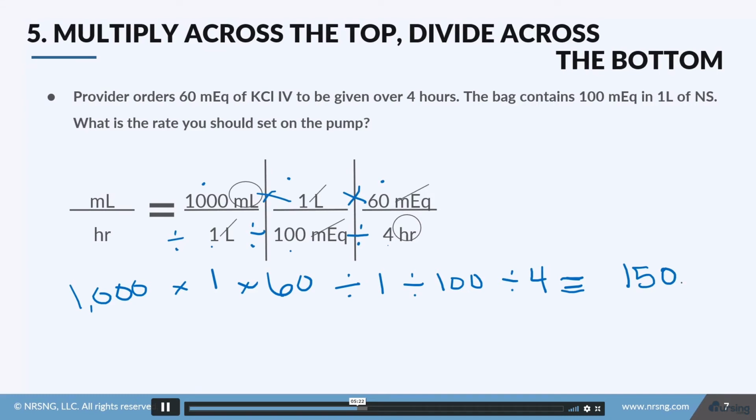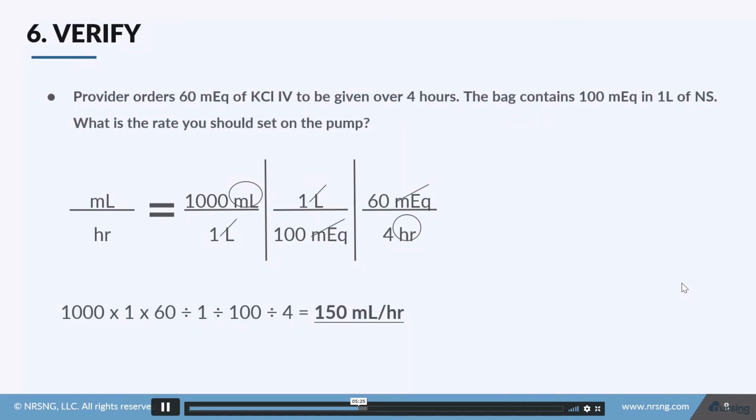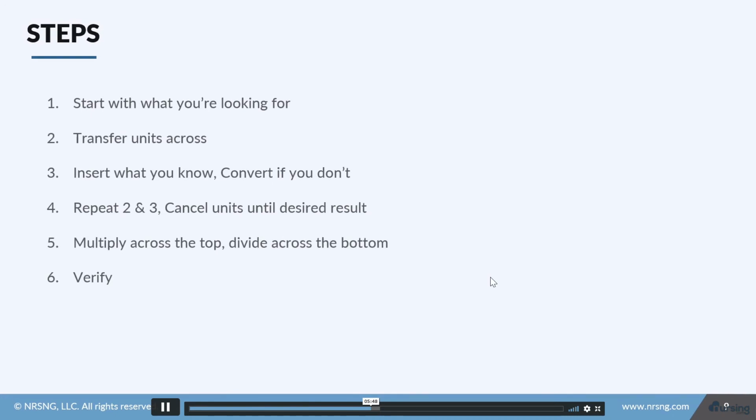Remember, our last step is always to verify. So we insert the right units, in this case, milliliters per hour. We round if necessary, and then we ask ourselves if this makes sense. In 1 liter, there's 100 milliequivalents. We're only giving 60, so in that 4 hours should be less than 1,000. 150 times 4 hours would be 600, so this all seems right to me. So a recap of these steps.